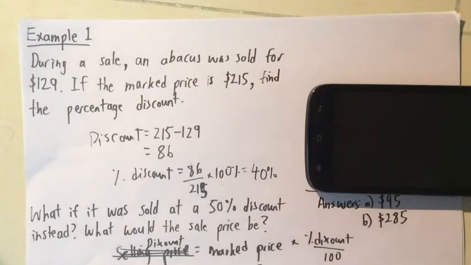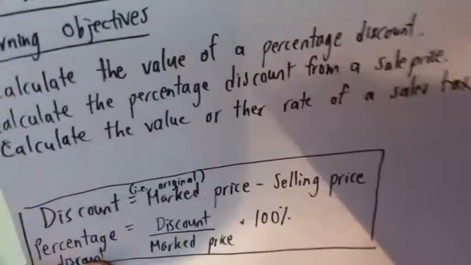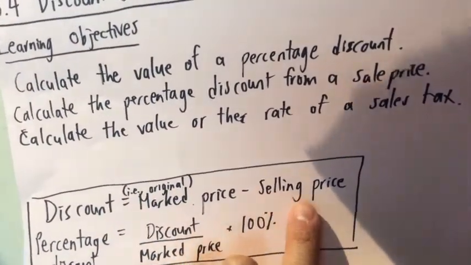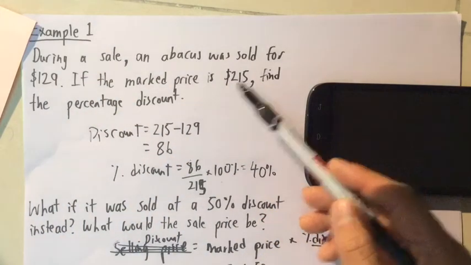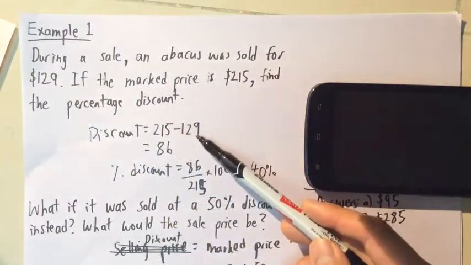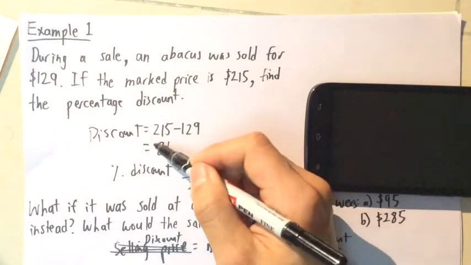So it's basically the same thing as what we learned in 10.3. Okay, let's look at example 1. During a sale, an abacus was sold for $129. If the marked price is $215, find the percentage discount. First, we need to calculate the size of discount. Remember, if we look back at our original formulas, the discount equals the marked price, which is the original price, minus the selling price, which is another word for the sale price. Now we know that the marked price is $215 and the sale price was $129. So you subtract that from the marked price. That gives you $86.